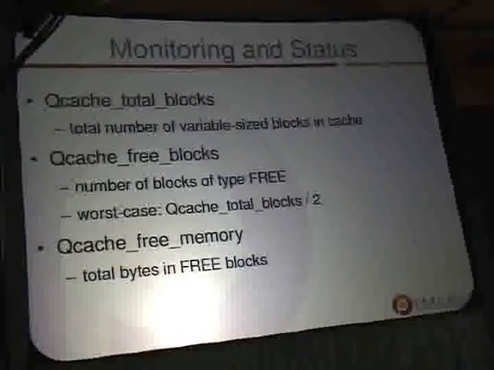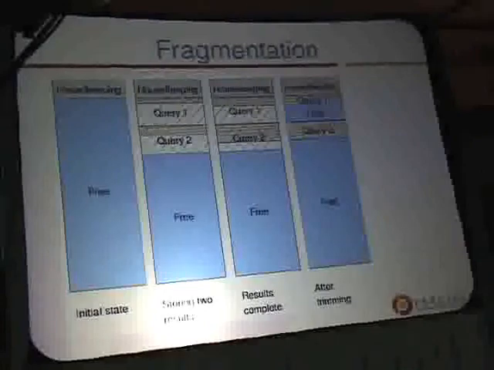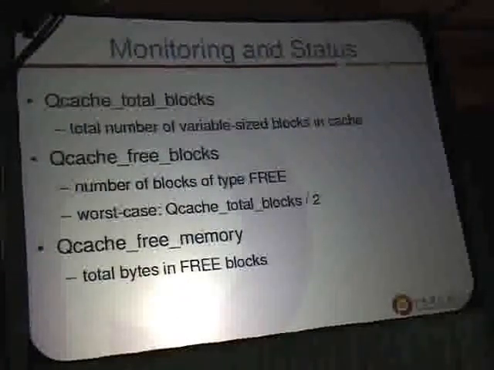So the worst case, here's the worst case on the far right. You've got 2 free blocks and 2 used blocks. So bad fragmentation is when the number of free blocks is close to half of the total blocks. Qcache_free_memory is total bytes in free blocks. That's not free blocks, but free bytes. And you can subtract that from the size that you configured the query cache to be and figure out how much memory you have free in the query cache.